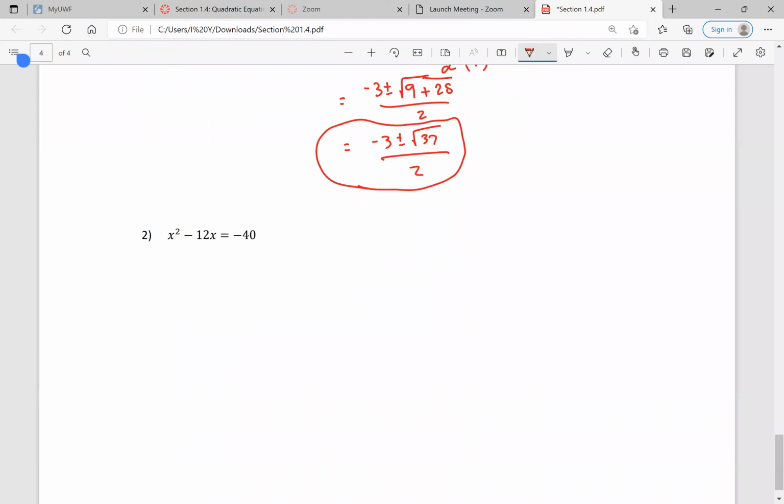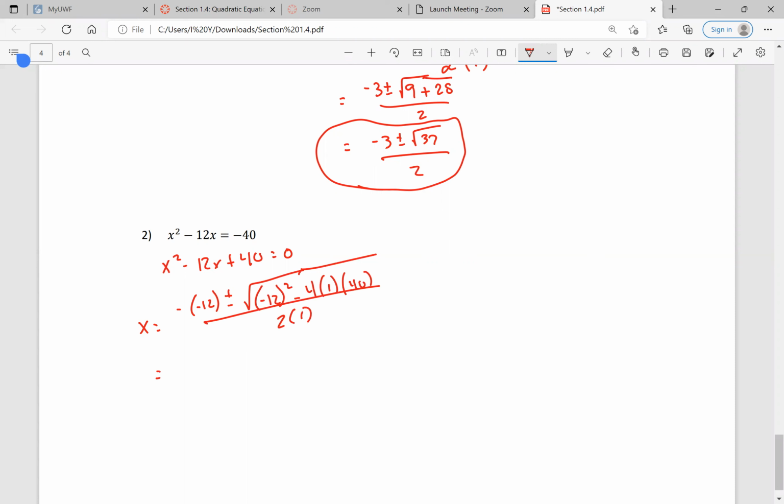All right, and one more here. Again, we want to get this into proper form, so let's add 40 to both sides. And now we just plug it into our formula. X equals negative b. b is negative 12, plus or minus the square root of b squared, negative 12 squared, minus 4 times a, which is 1, times c, which is 40, all over 2 times a, which is 1.